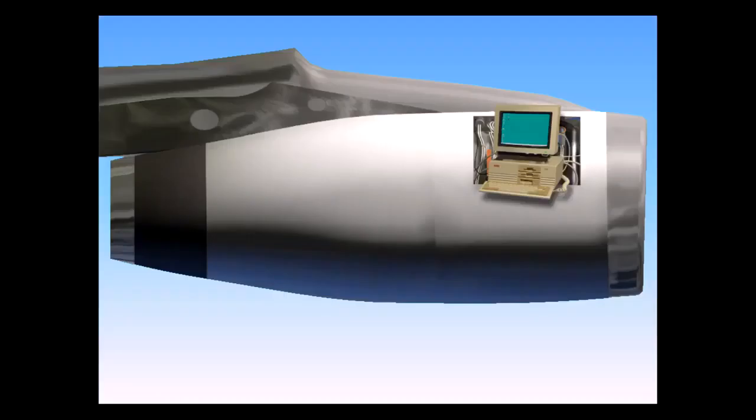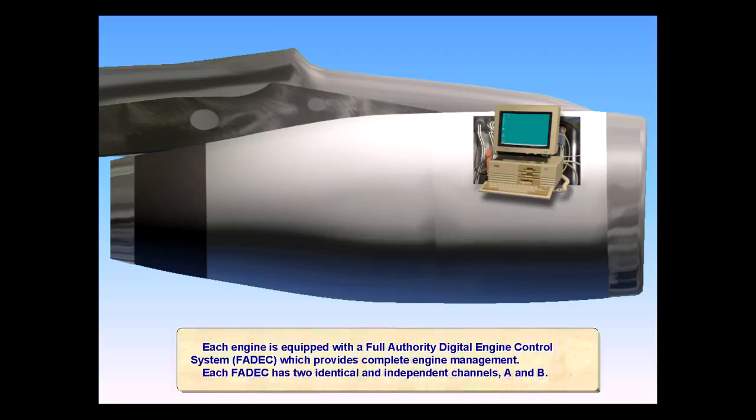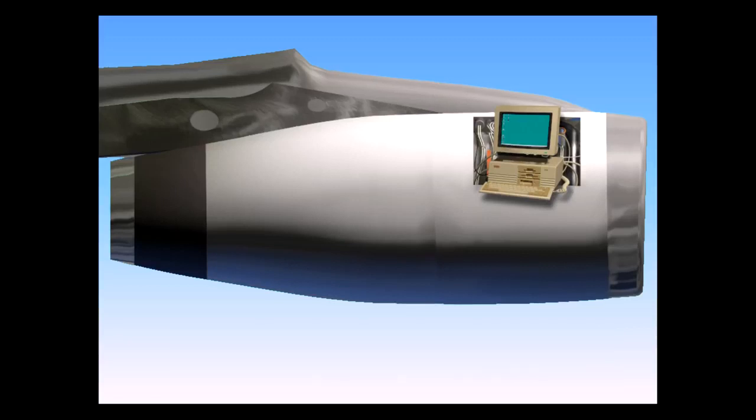Each engine is equipped with a full-authority digital engine control system, FADEC, which provides complete engine management. Each FADEC has two identical and independent channels, A and B. The FADECs are powered by aircraft buses for 5 minutes after power-up, at which time they go to sleep. During engine start, each FADEC becomes powered by a dedicated alternator located on the accessory gearcase. Therefore, even in the event of total power failure, the pilot still has full control over the engine.